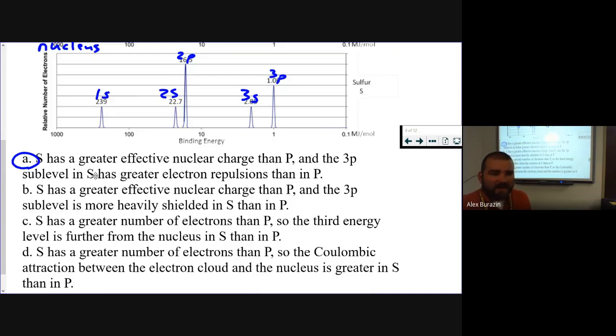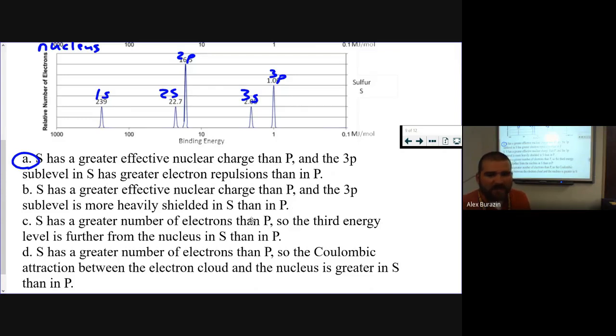Okay, so B: sulfur has greater effective nuclear charge than phosphorus. Yep, that's true. That was the first part of the first one as well, so that's still true. The 3p sublevel is more heavily shielded. Okay, shielding is related to the number of core electrons. We are going to talk about that tomorrow in topic 1.7. Shielding is related to core electrons. Sulfur and phosphorus have the exact same core electrons. Again, tomorrow, topic for a different day.